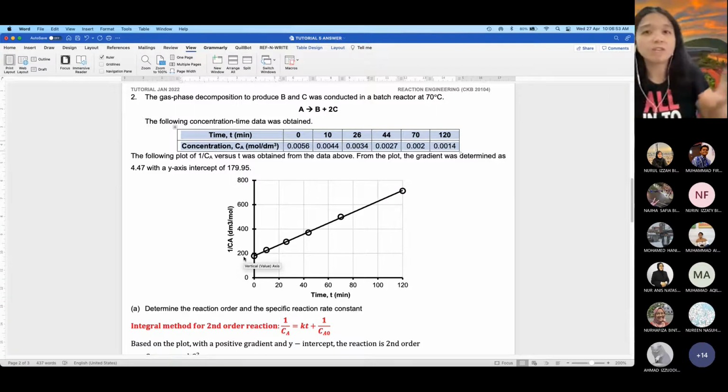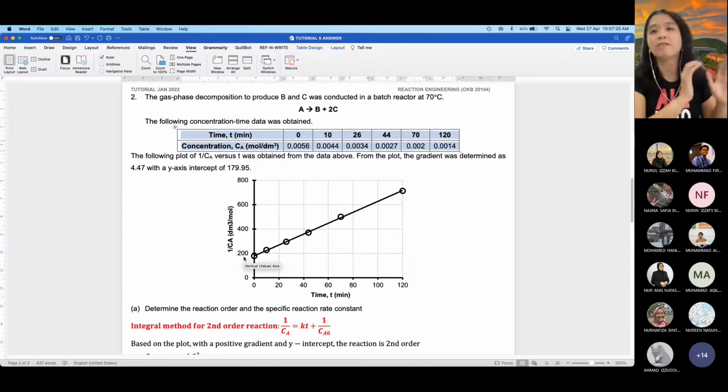So definitely it is not the differential method. For the differential method, it must be negative dCA per dt, ln of that, versus ln CA. Sorry, ln CA. So this is definitely not the differential method. That means it is the integral method. But for the integral method, if you remember, we have separate equations for different reaction orders.